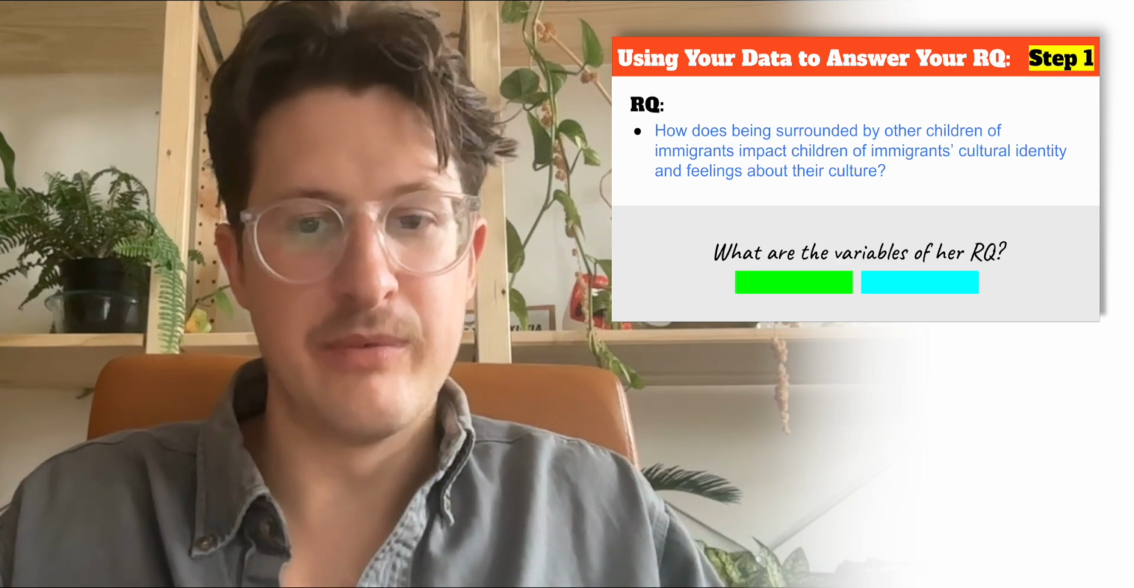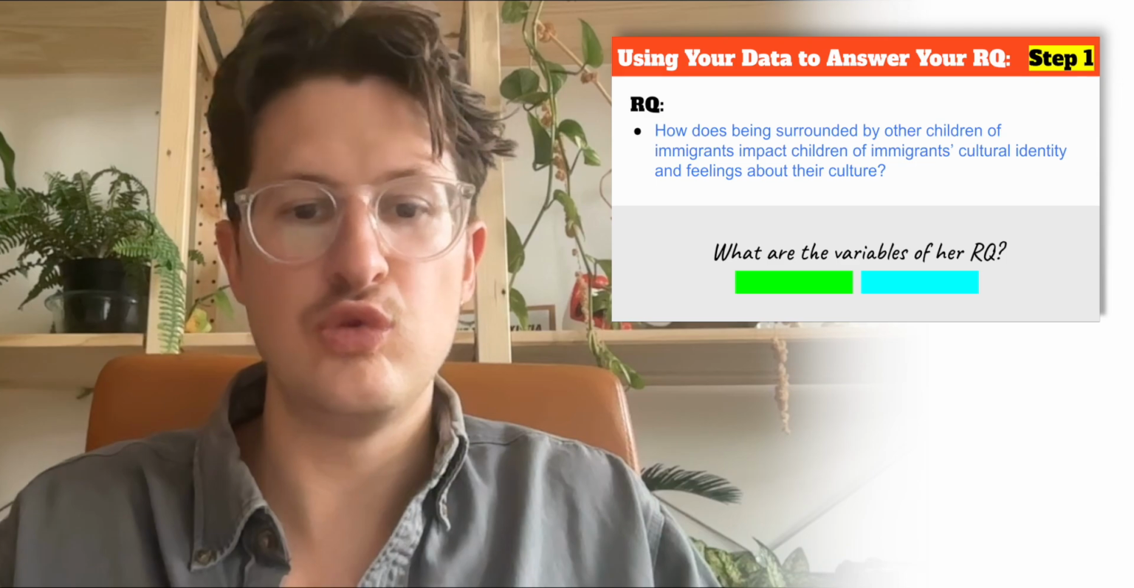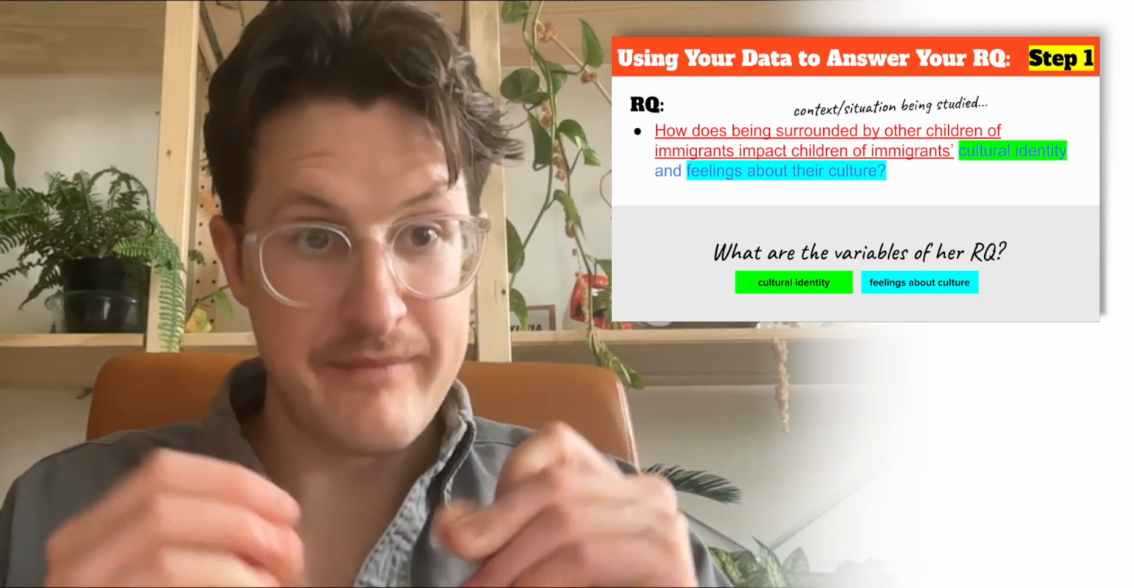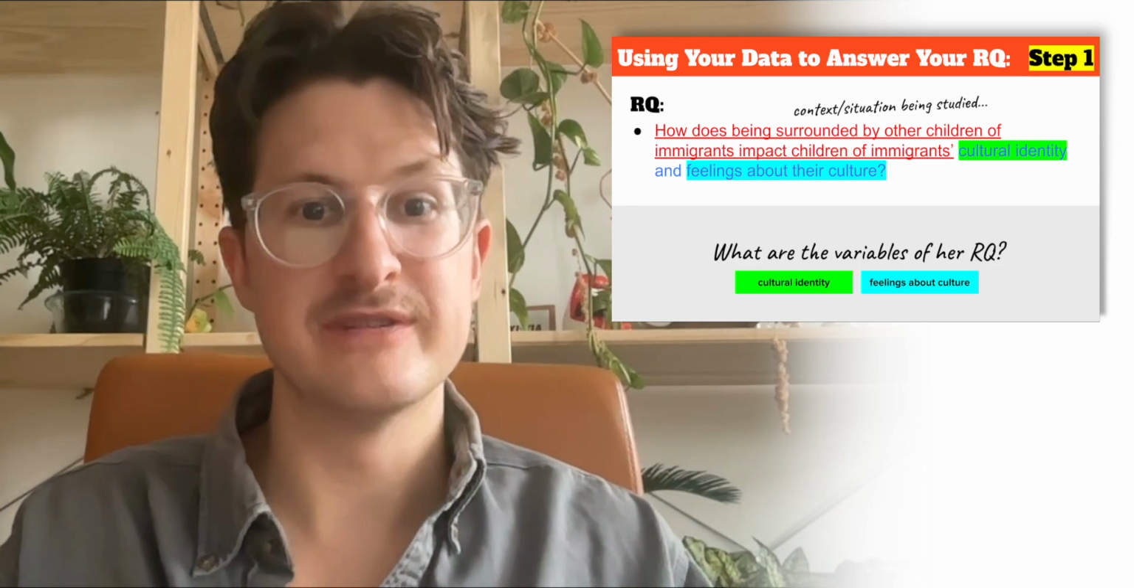What are the variables of her research question? Variables, things that you are measuring, right? You can see them: cultural identity and feelings about their culture. Those are the variables. This question will only gather data about their cultural identity and their feelings about their culture.